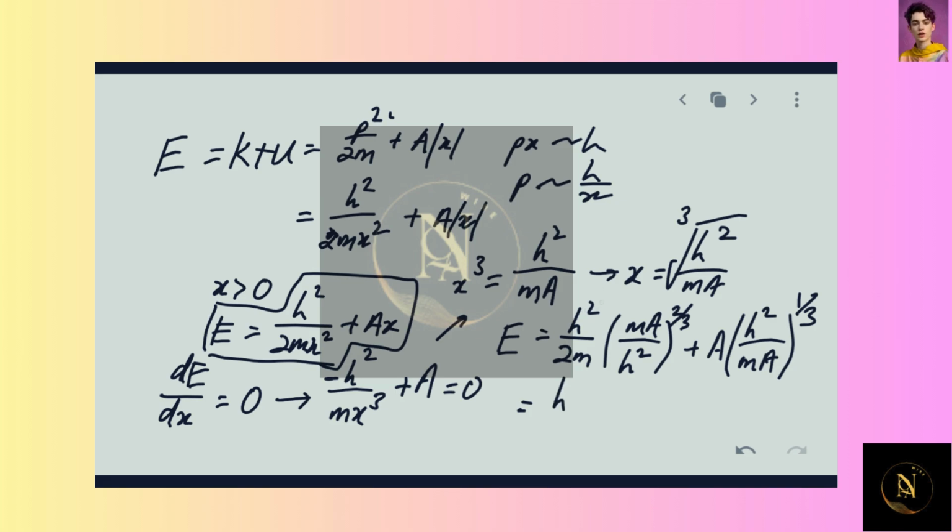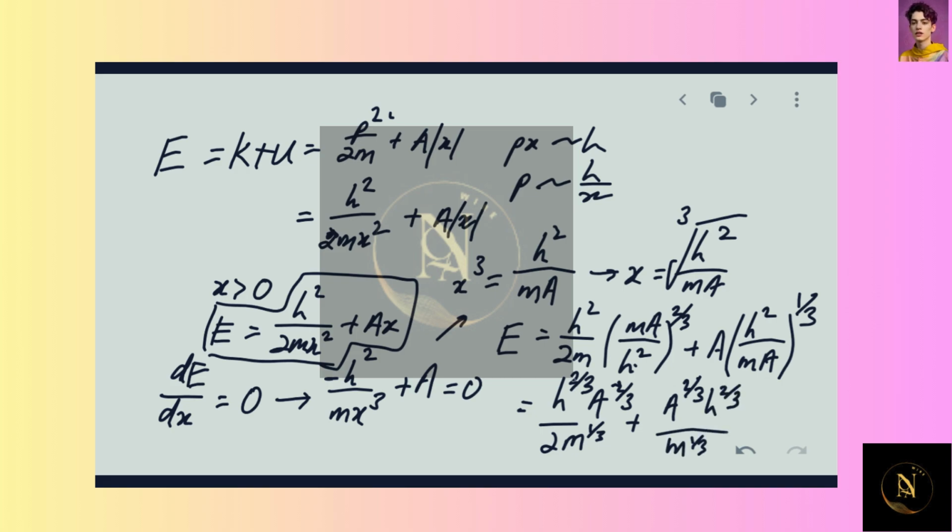So h squared minus 4/3, so 2 minus 4/3 is about 2/3, divided by 2. For the m, this is 2/3, this will be m to the power of 1/3, and then we have a to the power of 2/3. For the second term, we do the same thing, we open up the brackets. So a is 1 minus 1/3, get a to the power of 2/3. h will be 2/3, m is 1/3.